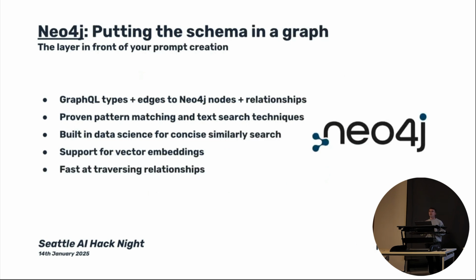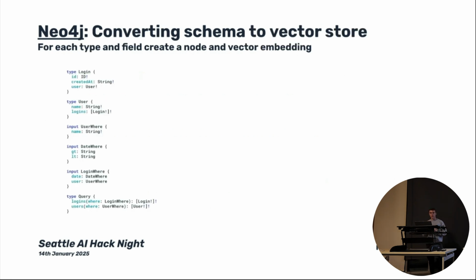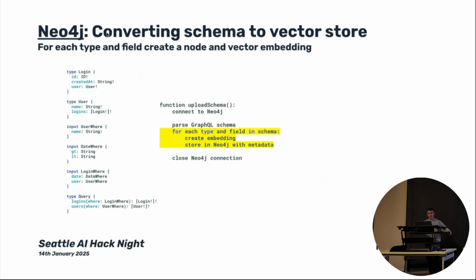This is where Neo4j comes in. It's a graph database, and it has support for vector embeddings, and it's proven over the last 10 plus years that it's hyper efficient at traversing relationships and also vector and text search. So we can put this in front of our prompt creation to let us generate these queries with more precision. So here's an extract schema that just has two queries in there, logins and users. There's nothing that extravagant about this.